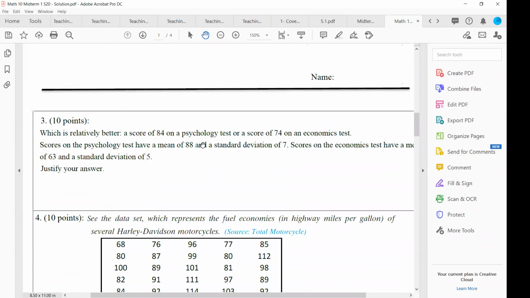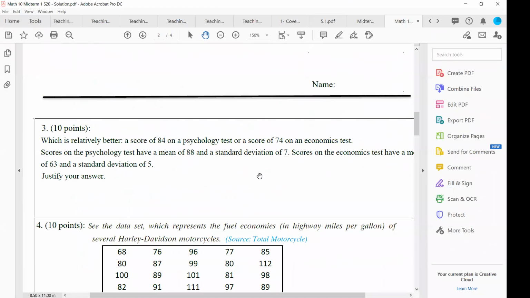Next question, question 3. Very well. So what do we have here? A score of 84 on psychology or a score of 74 on economics, which one is better? Okay, perfect. Take a look at the mean of psychology. It is 88. Standard deviation is equal to 7. So let me put economics in a box and psychology, just underline these values.